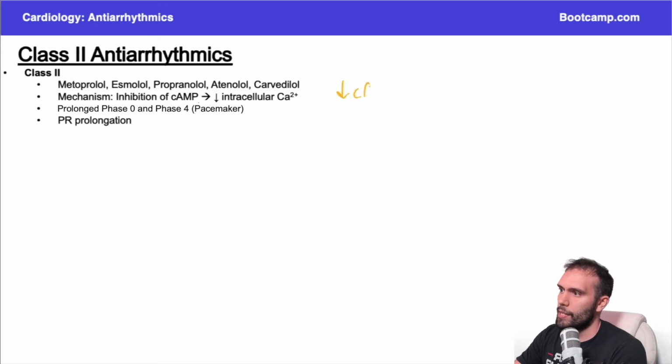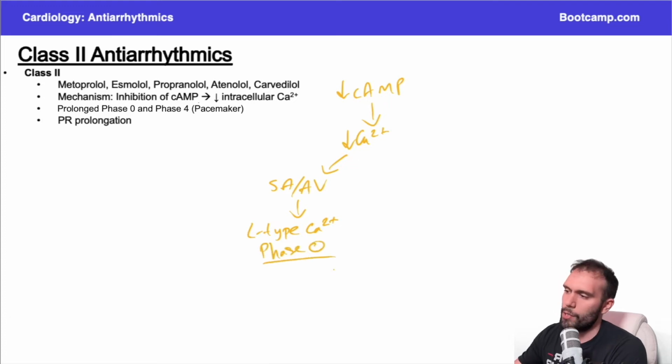So if I decrease cAMP, that is going to decrease my calcium levels. Now, again, if I'm talking about the SA node and the AV node, these are my pacemaker cells. Remember, the calcium, specifically the L-type calcium channels, is primarily going to be used for phase 0, your depolarization, and then some components of the later stages of phase 4, like we talked about in the previous video, but mainly phase 0.